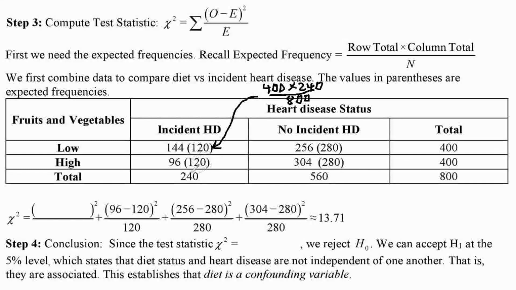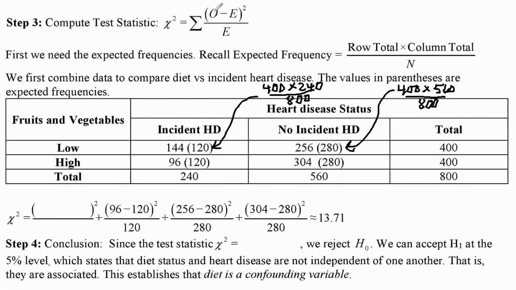Same calculation here. And then I did the same over here. So the row total is 400, the column total is 560, so that 280 comes from doing the row total times the column total, 400 times 560, and then we divide by 800. And that's the same value here. So now we've got our observed and expected.